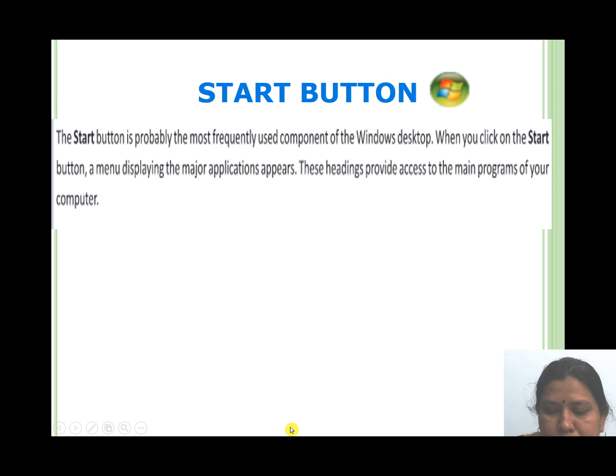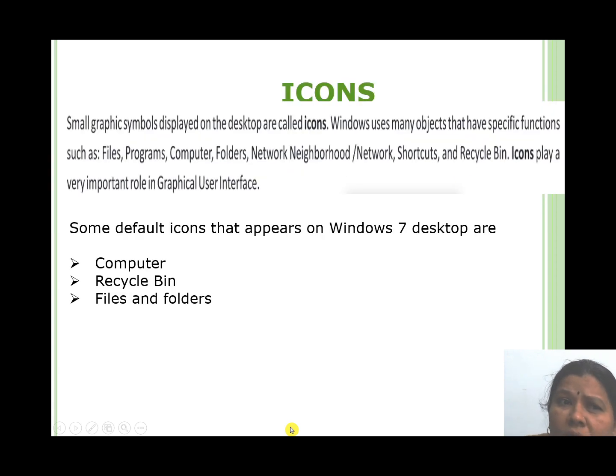Okay, next, icons. The small graphic symbols displayed on the desktop are called icons. Windows uses these objects that have specific functions such as files, programs, computer, folders, network neighborhood, etc. Shortcuts and the recycle bin icons play a very important role in the graphical user interface.